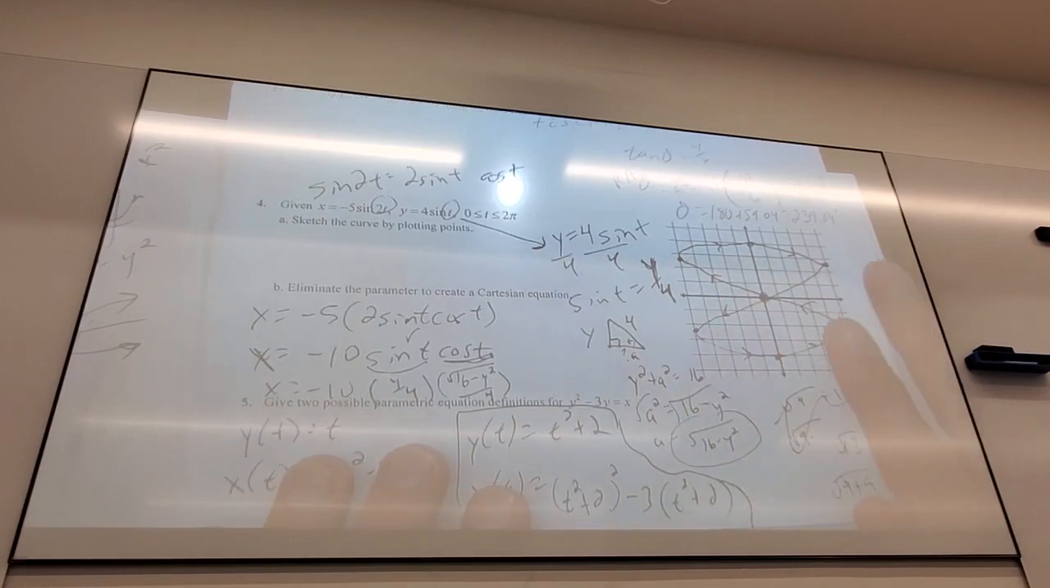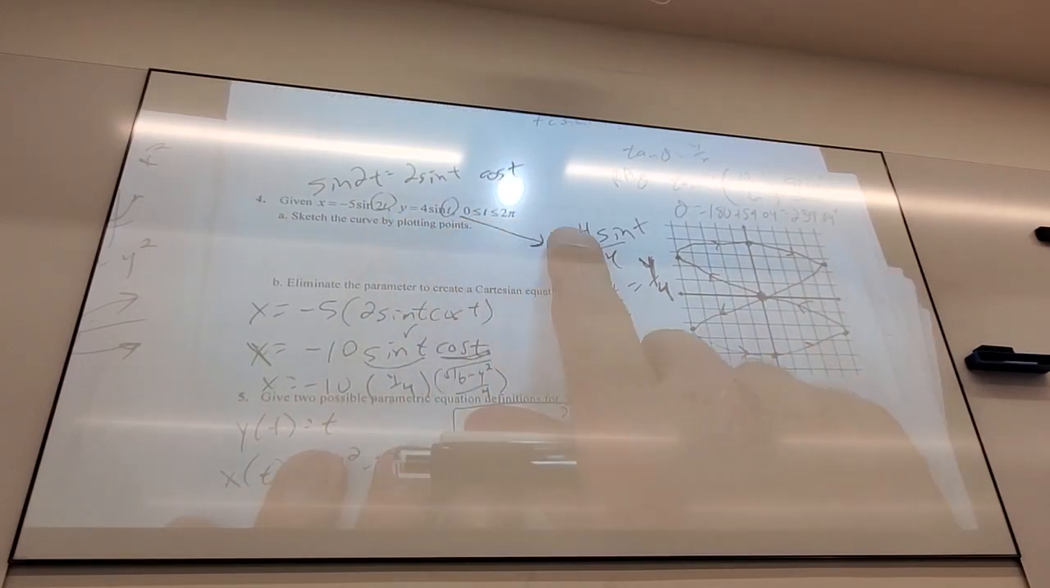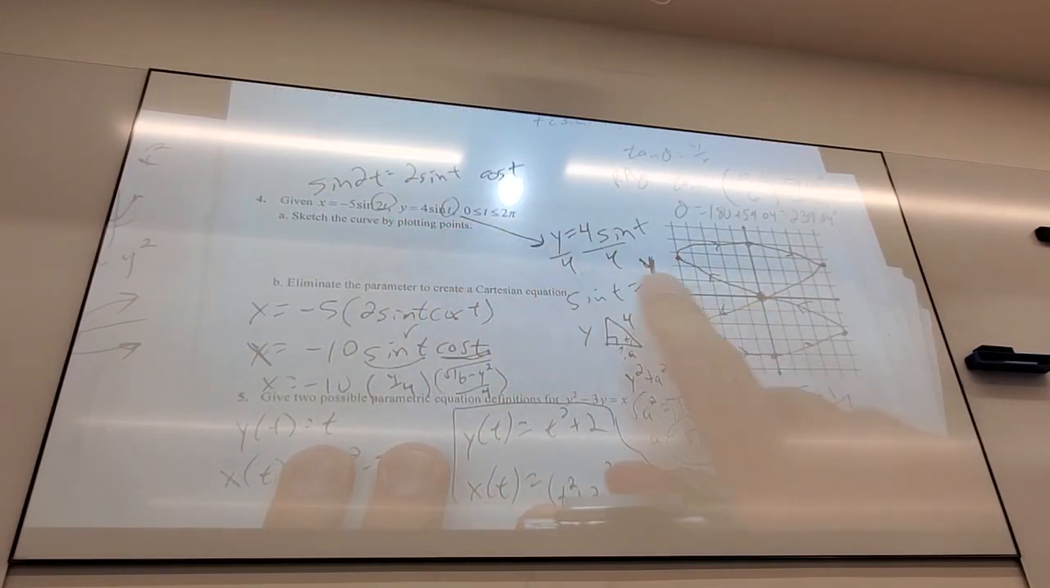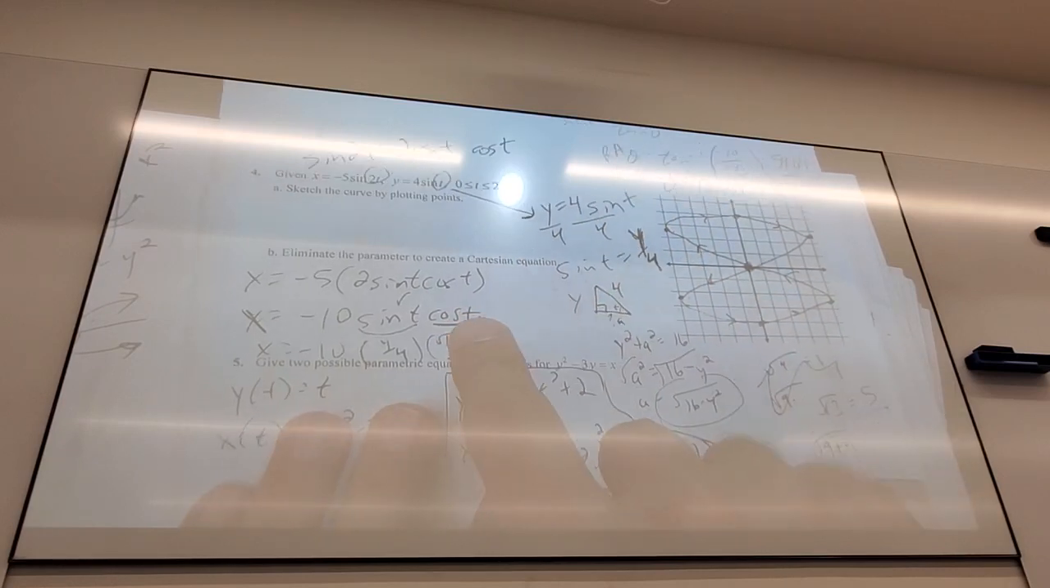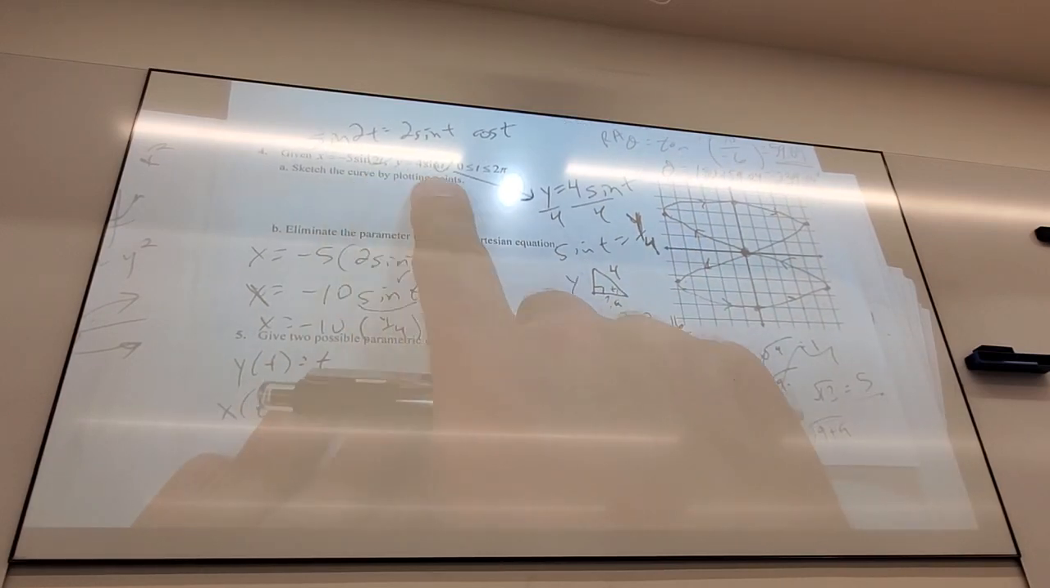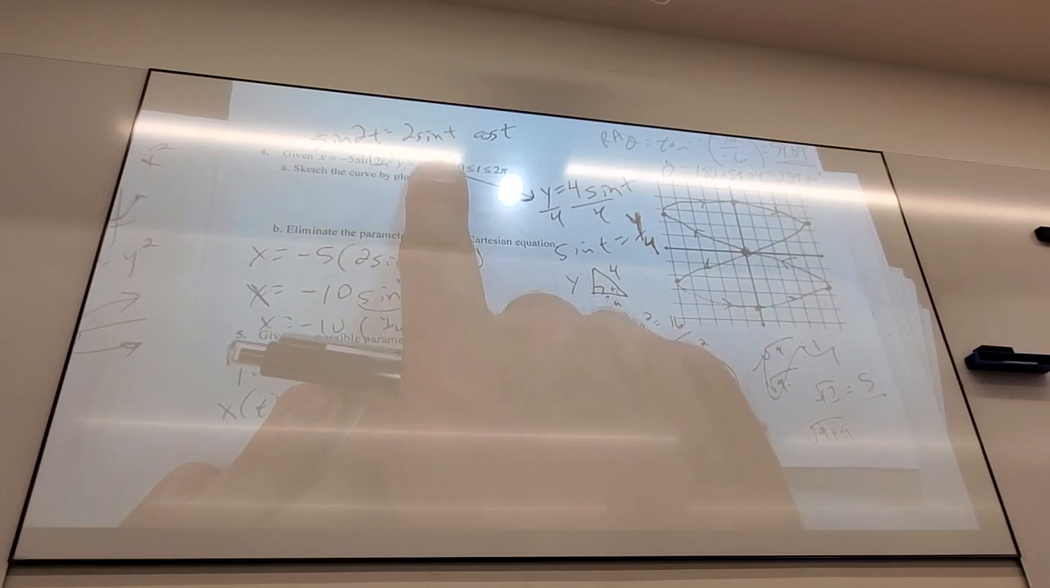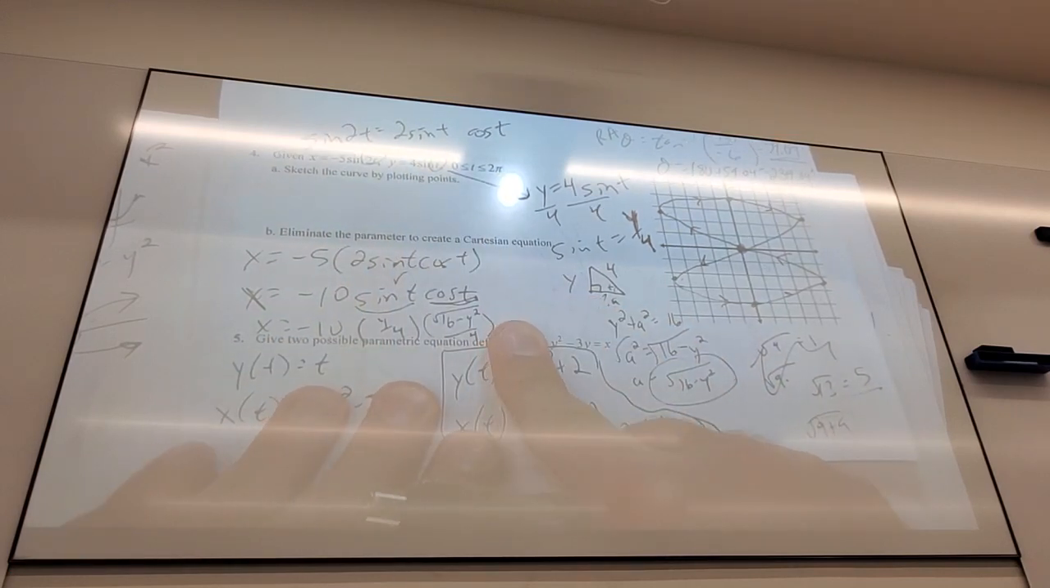So what I'm going to ask you on the test is, I'm going to ask you to graph something, of course. So you've got to make a t, x, y table. I'm going to ask you to eliminate the parameter. I'm going to give you one that's simpler than this one, because I like to push you a little bit in the practice test.